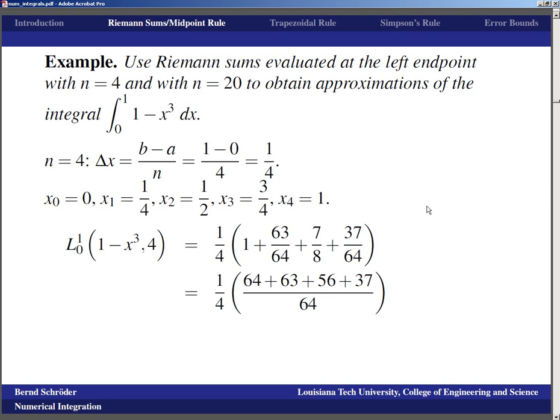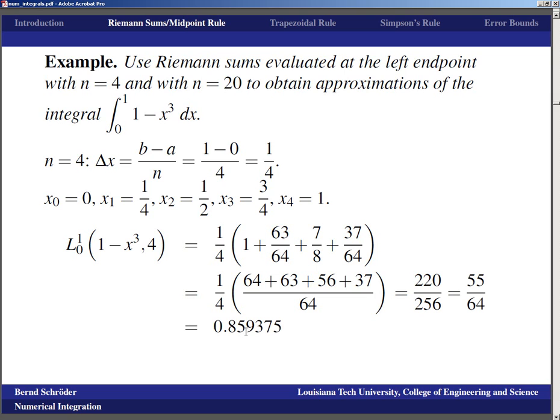Well, now we need to add that up. And so what do we see? Well, 1 is 64 over 64, 63 over 64 is the same. 7 times 8 is 56, and this is already a 37 over 64. So what does that add up to be? Let's see, what's an easy target here? 63 plus 37 is 100. 156, 160, 220 over 64 times 1/4, which is 220 over 256, which is 110 over 128, which is 55 over 64. 55 over 64, great.